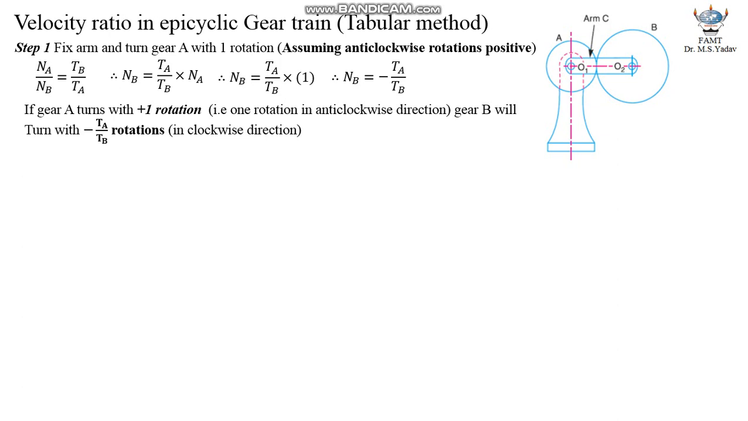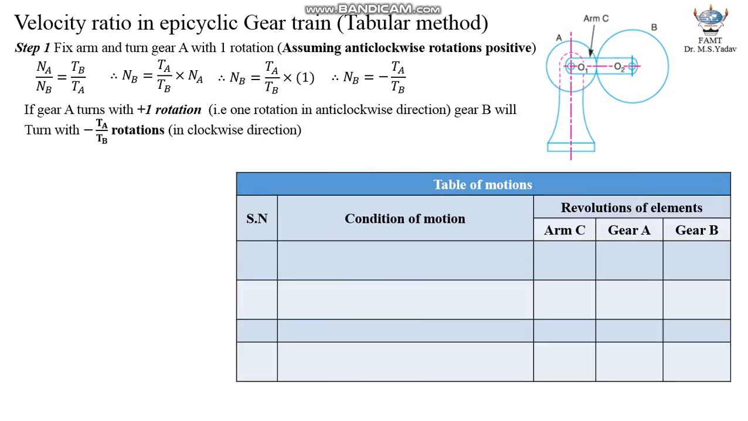Let's put motion of each member in this table. So, first one is arm, which is fixed, and gear A is turned with plus one rotation. Since arm C is fixed, we will enter 0 there, which symbolizes no motion. Gear A has been given plus one rotation, so plus one will be written in gear A column, and gear B will turn with minus TA upon TB rotations, that's written in the last column.